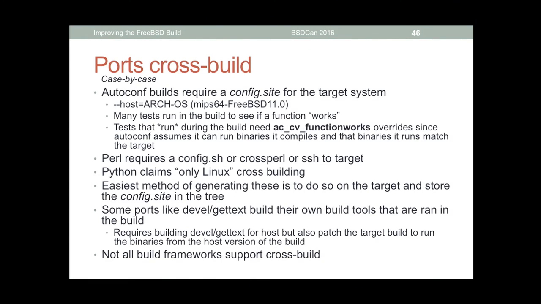For the autoconf ports, you can pass the target tuple for what you're building to it, and it generally works, but a lot of autoconf scripts will run a test that it just compiled to see if a function works, whatever works means. So you have to provide it that information to tell it, yes, my gettimeofday works on this architecture, or no, it doesn't work. You can either do that through a config.site or passing it in the environment. And this is one of the annoyances with cross-building: there's going to be a lot of things to maintain.